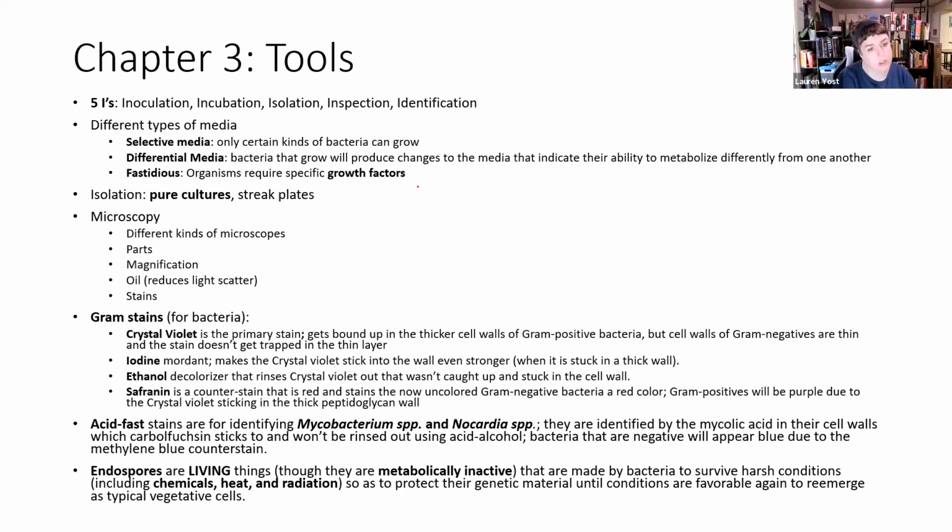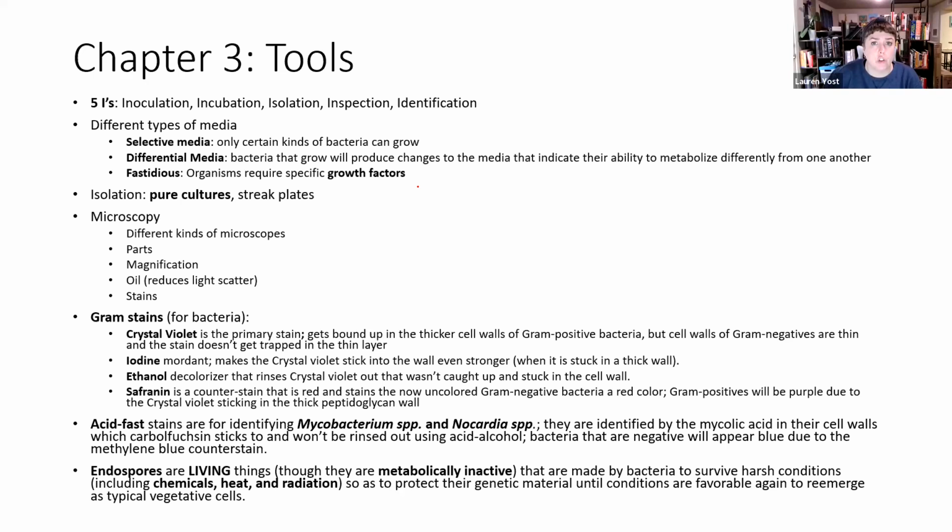Fastidious is a term for organisms that require specific growth factors. And a growth factor is anything that an organism would need to be provided in its diet, that would be required for it to live. So a good example, because we are fastidious organisms, we can't make everything that we need to live, believe it or not.